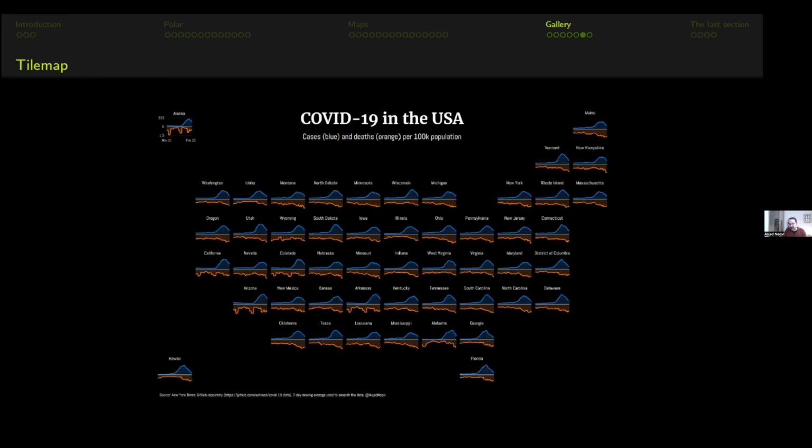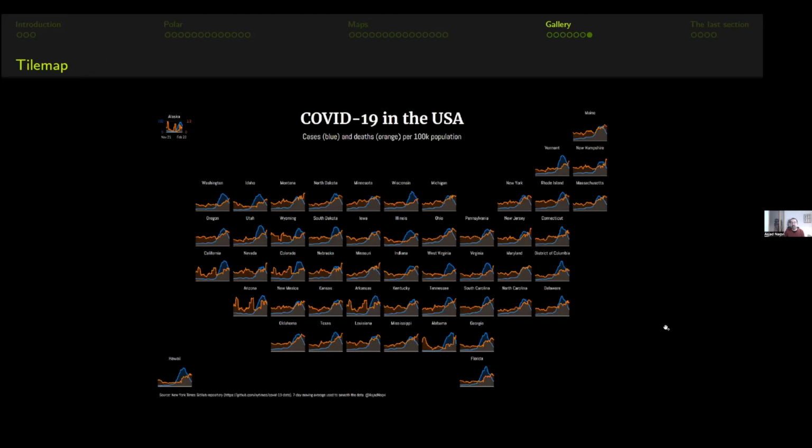This is another representation, also extremely easy to make, because what we're dealing with is just a representation of space, not the actual space. So these are tile maps. Again, these are COVID-19 cases by states for the last 2 or 3 months, where we are looking at how cases and deaths are evolving. So this is one variation.